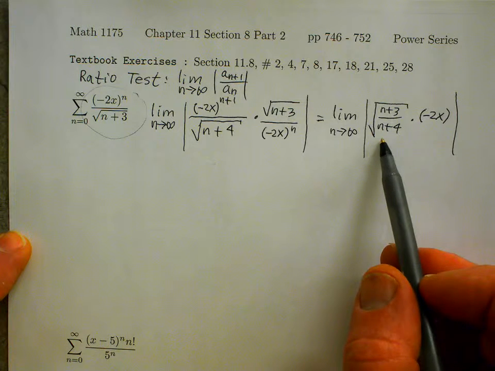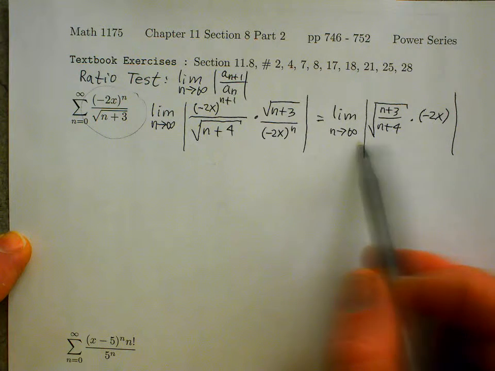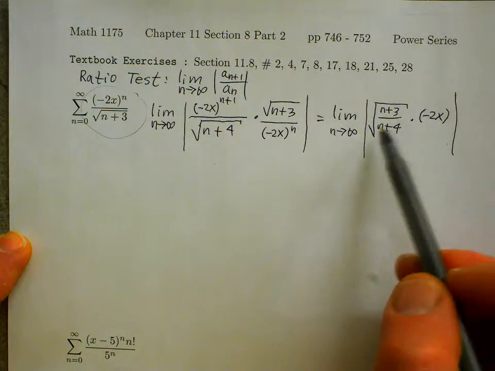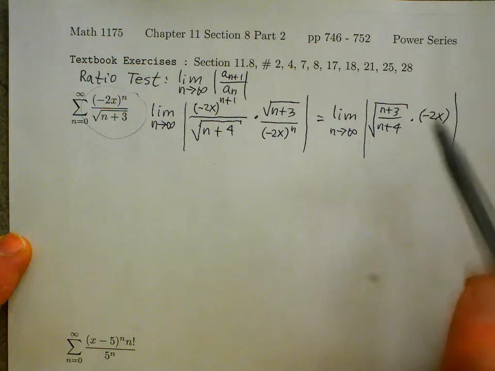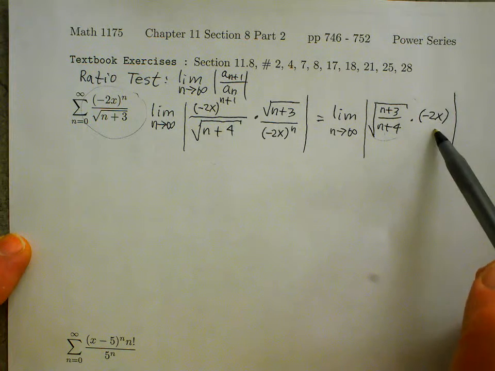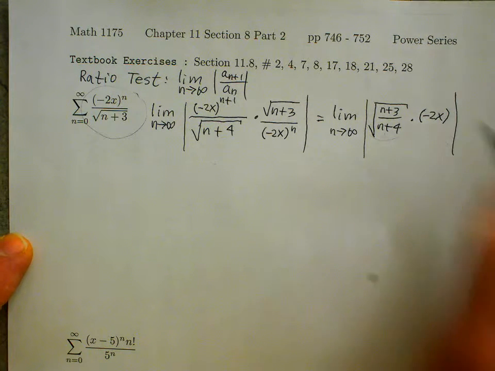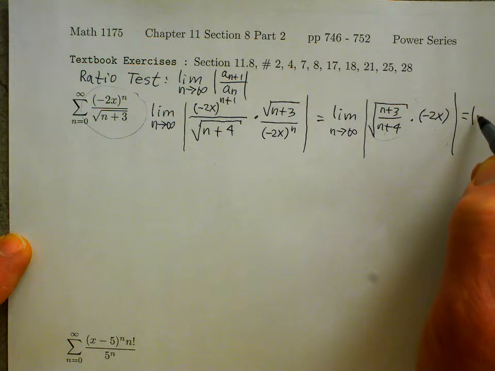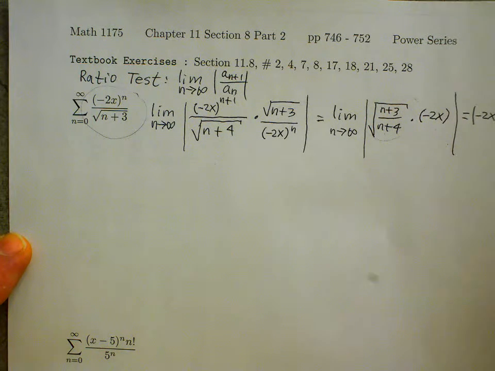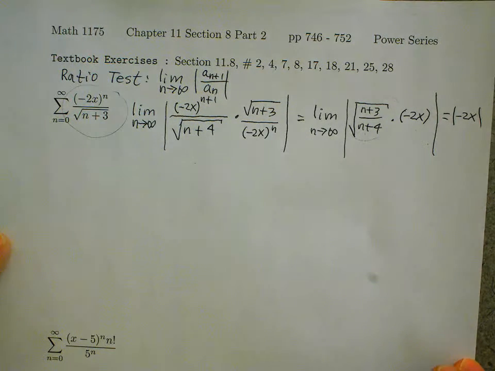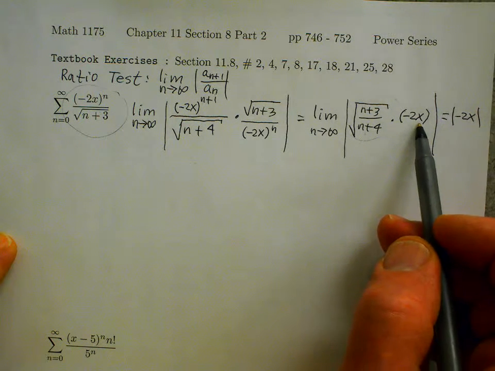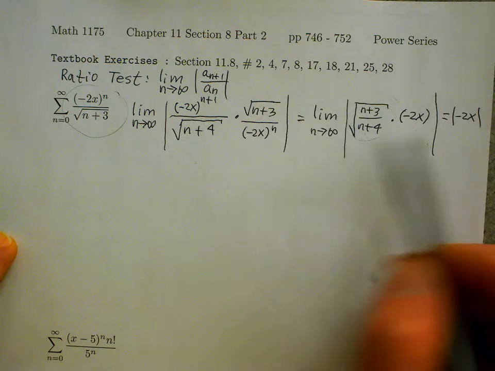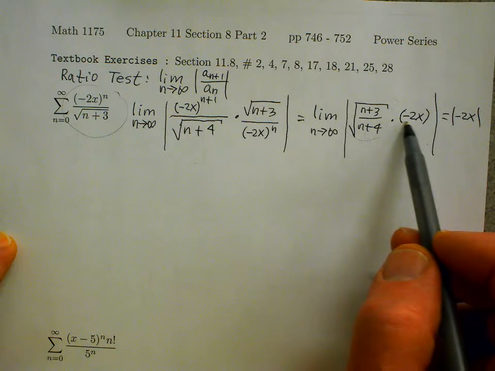Okay, if we take the limit of this, the limit of the square root of n plus 3 over n plus 4, as n approaches infinity, is 1. And so the limit of this is just the absolute value of negative 2x. Right, x just represents a real number. And so this limit is equal to the absolute value of negative 2x.